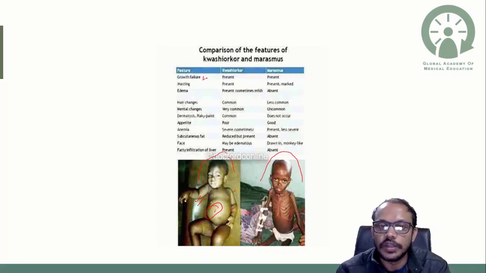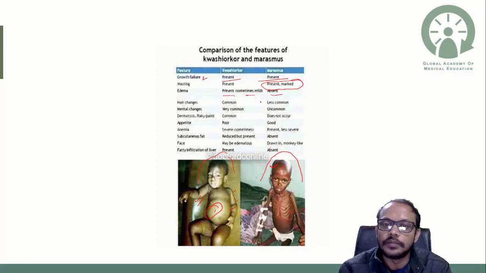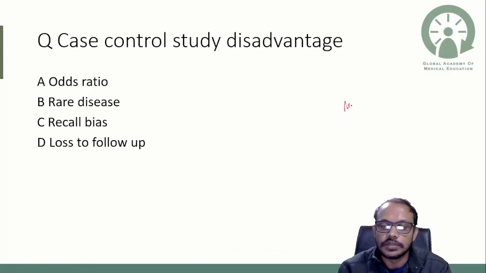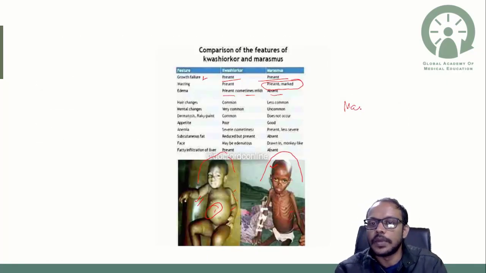So, growth failure is present in both and wasting is present in both, but it is more marked in marasmus, because in kwashiorkor wasting is covered by the edema. Edema is always present, sometimes mild. And in marasmus, edema is usually absent. There is a spectrum of disease called marasmic kwashiorkor.